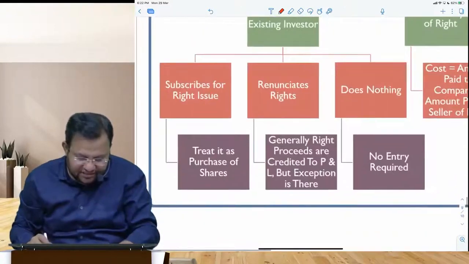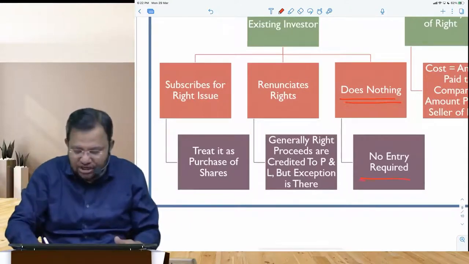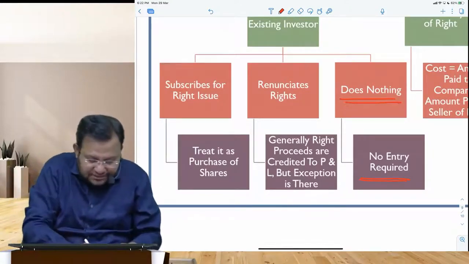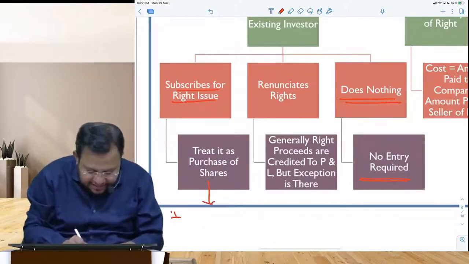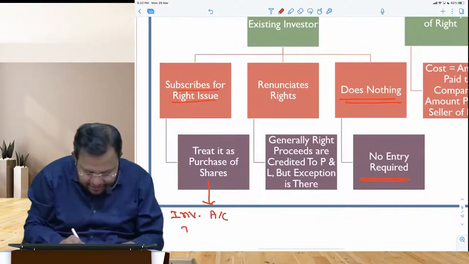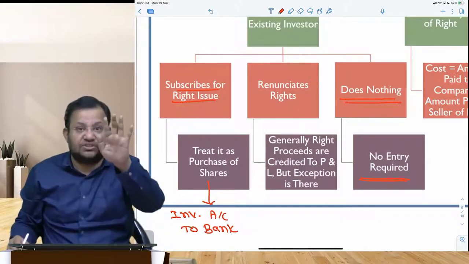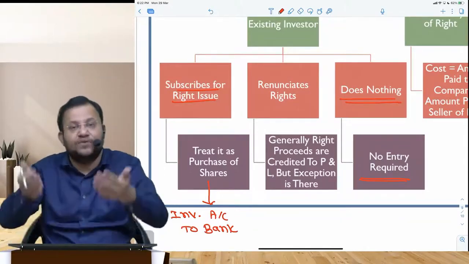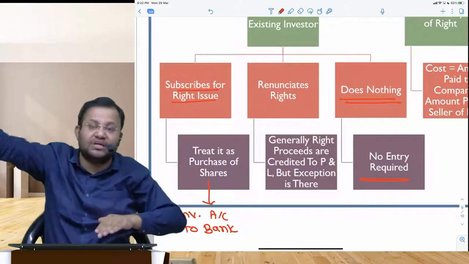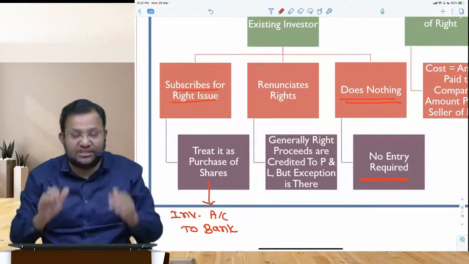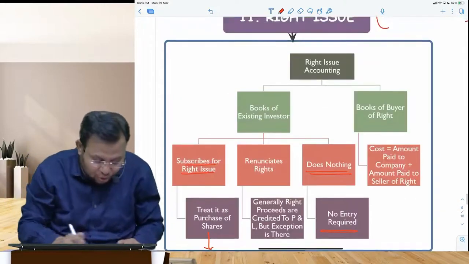So in the books of investor, if he does nothing, he neither subscribes nor renounces the right, no journal entry is required. But if you subscribe to the right issue, it is as good as new purchase of shares. The entry will be investment account debit to bank account. Students, when you purchase shares, you pass investment to bank only. If you receive dividend for the year prior to the date of purchase, then bank account debit to investment account. It is not like debentures. In debentures, when we purchase, at that time we split the price, the interest price, into two parts.